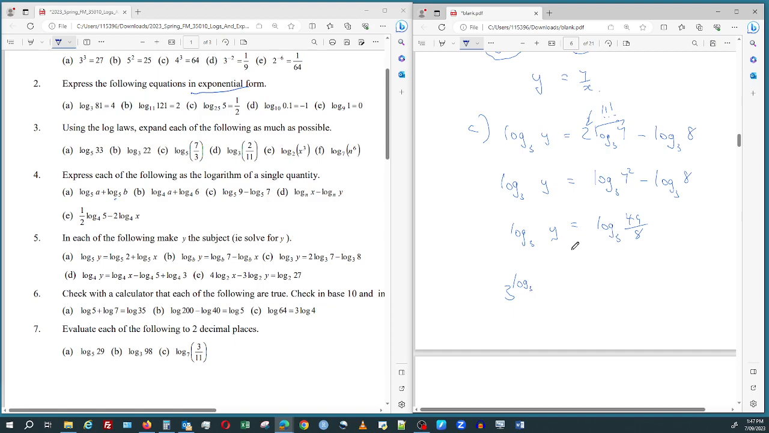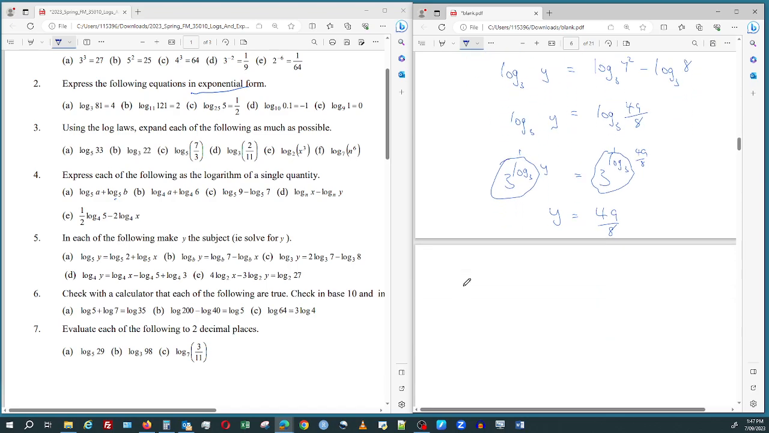There you go. Log base 3 y. That's undo. And likewise, both sides, please. Don't forget your quotient. Okay, and then they're both 1, and so y is equal to 49 on 8. Very good. Okay, very, very good. So without too much trouble, we're getting through them.